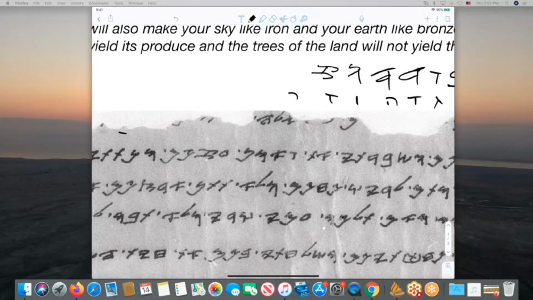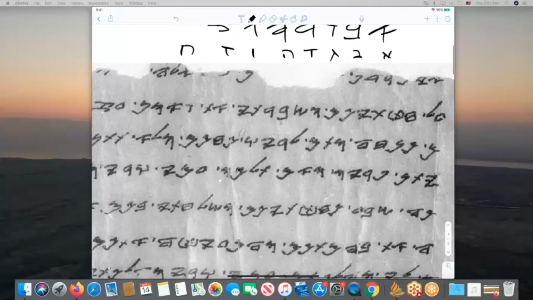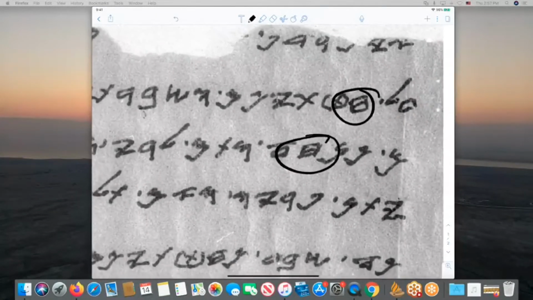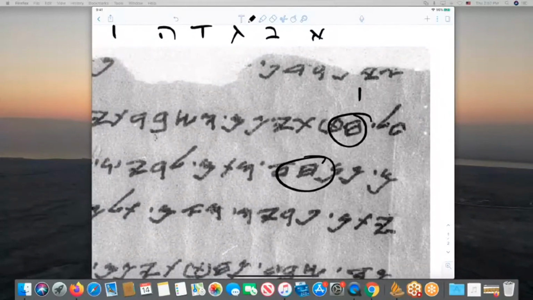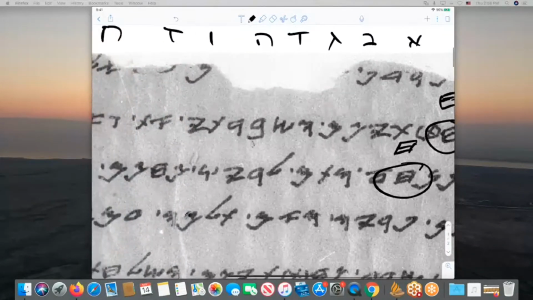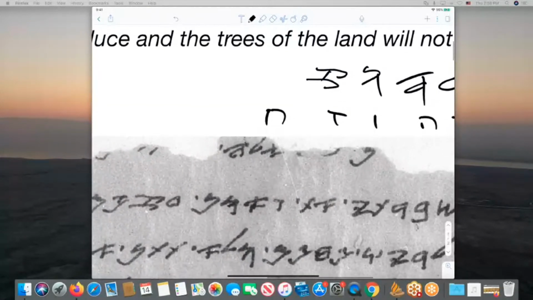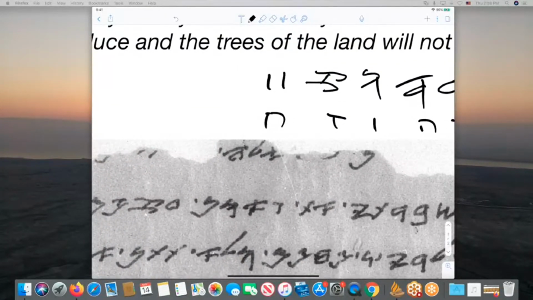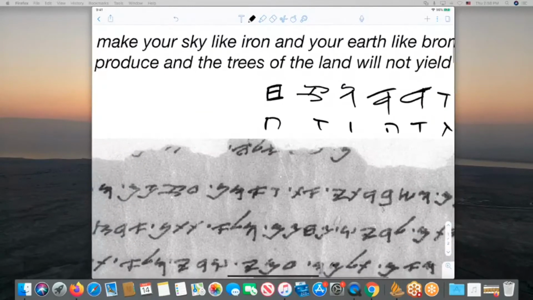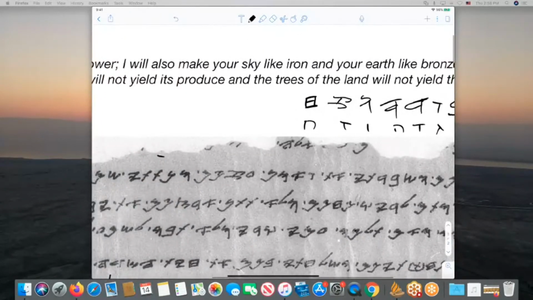Then we want a Chet. And a Chet is like a little box. See, he's not even consistent here. This one is more vertical, right? And then this one is more angled. So you can see how speed will affect his ability to write, you know, being consistent. Aleph, Bet, Gimel, Dalet, Hey, Vav, Zayin, Chet, Tet.